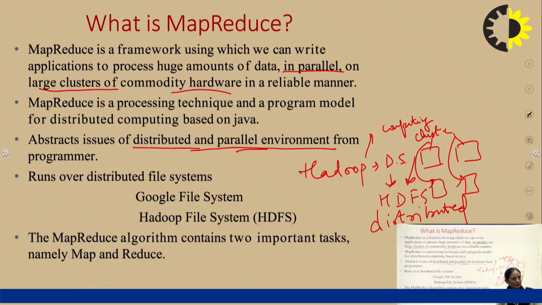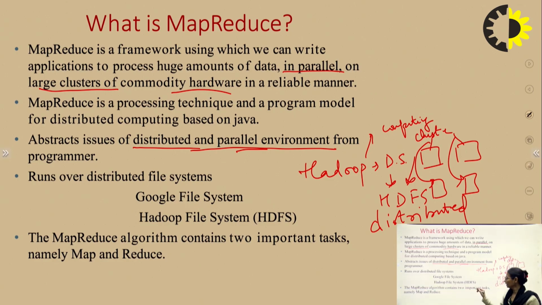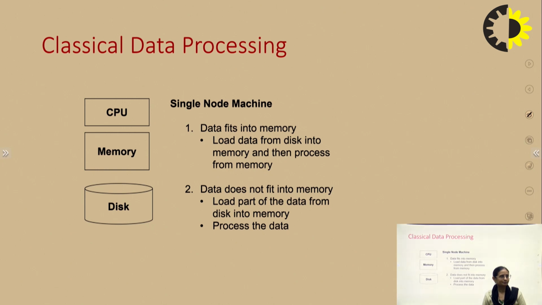So basically it runs over the distributed file system. In Hadoop, we have seen HDFS, and we have other distributed file systems available, for example Google File System. The MapReduce algorithm comprises two important tasks, one is map and another one is reduce, and that is why the name MapReduce came.